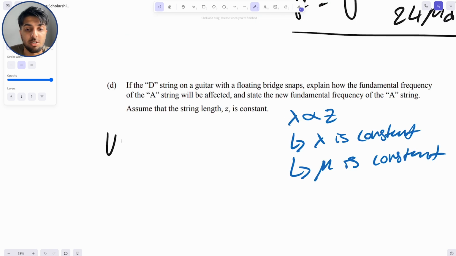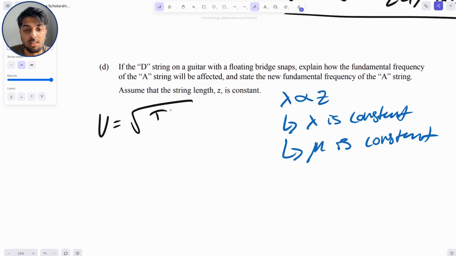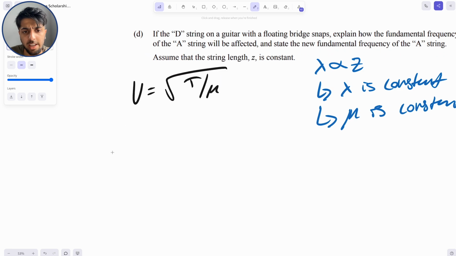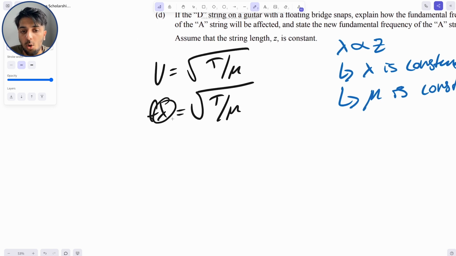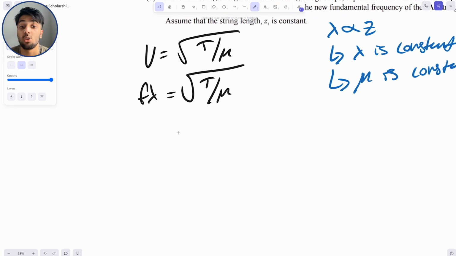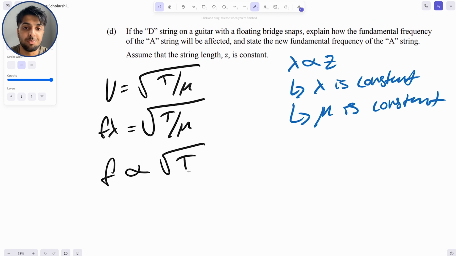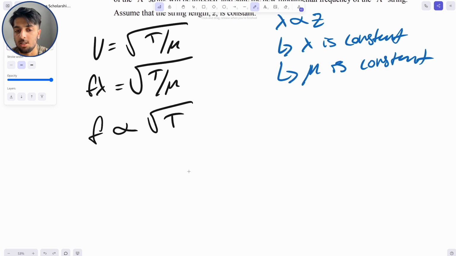So taking our equation above, we know the velocity is equal to the square root of the tension force over the linear density. And as v equals f lambda, we can say that f lambda is equal to this equation right here. We know that lambda is constant and we know that mu is constant. So what we're only worried about is the frequency and the tension. So we can say that the frequency is directly proportional to the square root of the tension force. So we know that one of the strings snaps, so the tension force goes from 6T to 5T.